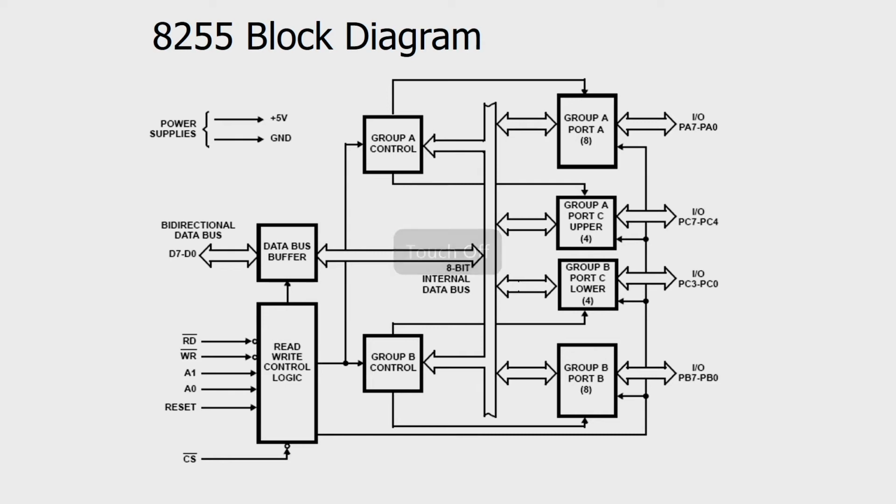So, if you take the block diagram of this 8255, as I have told, there are 3 ports, which are port A, port B and port C. But port C is again divided into 2 sub ports, called port C upper and port C lower. So, port C upper is PC7 to PC4, port C lower is PC3 to PC0. Okay. So, these two are called group A, and these two are called group B.